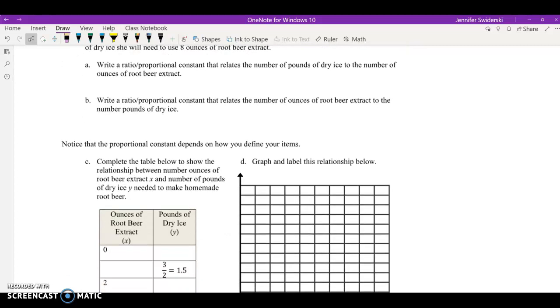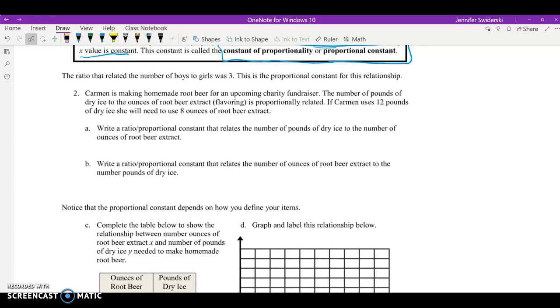Okay, so we're going to come down here to number 2. Carmen is making homemade root beer for an upcoming charity fundraiser. The number of pounds of dry ice to the pounds of root beer extract are proportionally related. If Carmen uses 12 pounds of dry ice, she will need 8 pounds of root beer extract. So I'm going to do RBE for root beer extract, just so we remember that. Write a ratio or proportional constant that relates the number of pounds of dry ice to the number of root beer. So we know it's going to be 12 to 8.